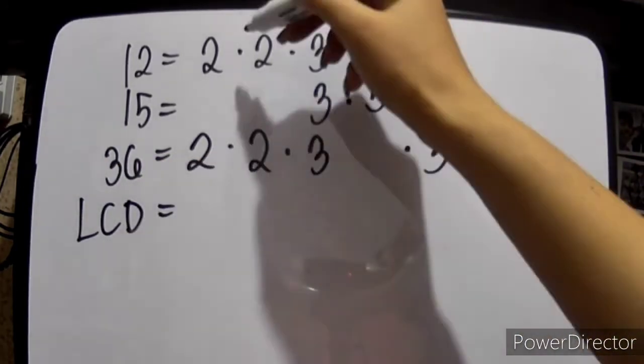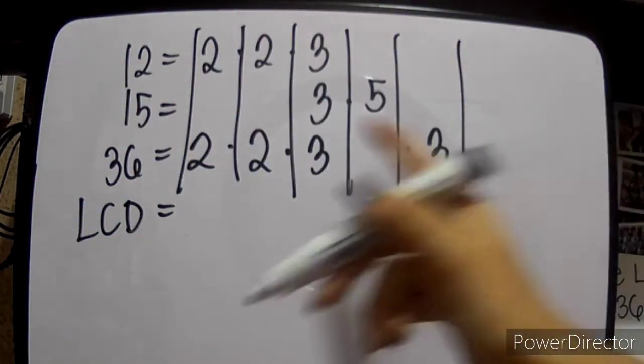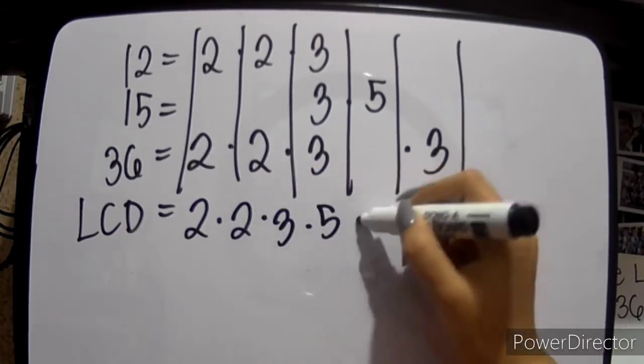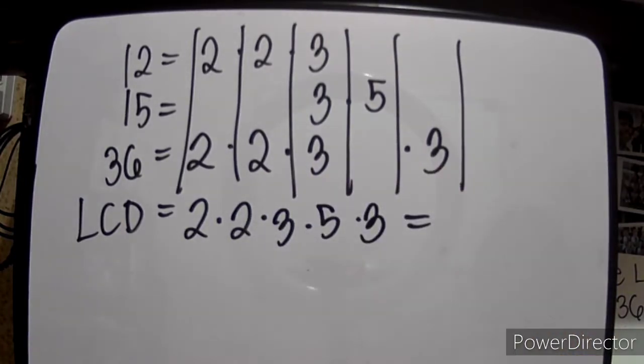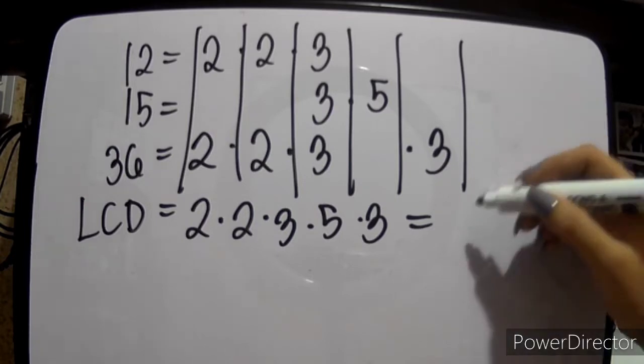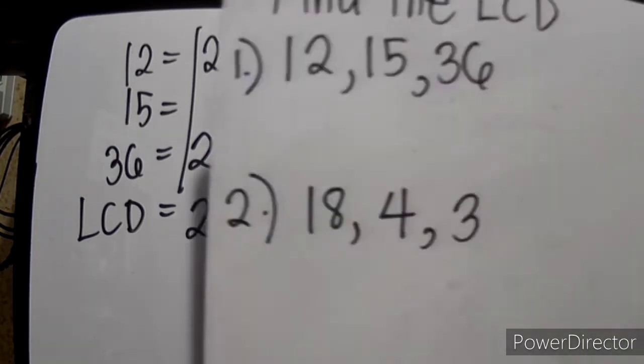And to get the LCD, ginaguhitan ko yan, I will just bring down all the numbers na nasa bawat column. Tapos ipag-multiply ko, ang answer will be the LCD. So, kung GCF style naman ang kailangan, kung saan sila kompleto, yun yung GCF nila. So, let's compute for our LCD. So, 2 times 2 times 3 times 5 times 3 is equals to 180. So, that is our LCD for our first given.